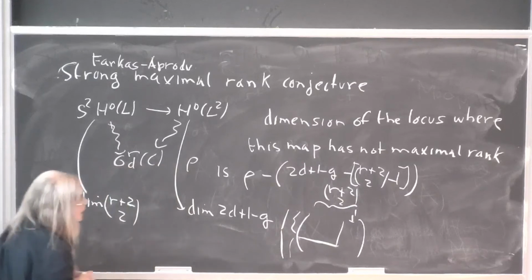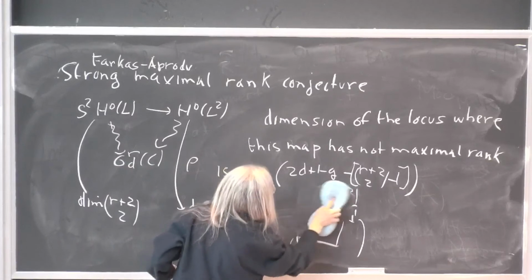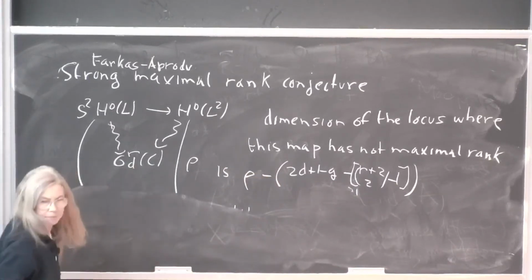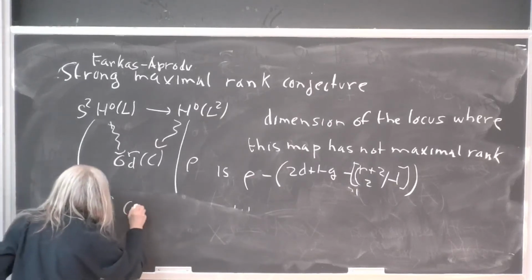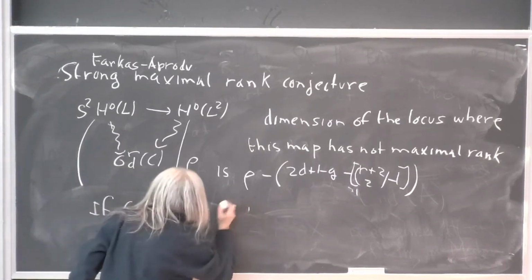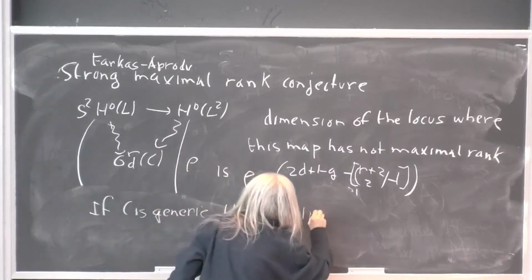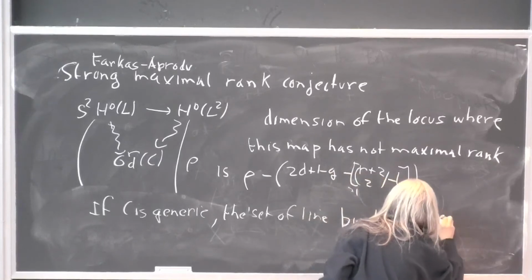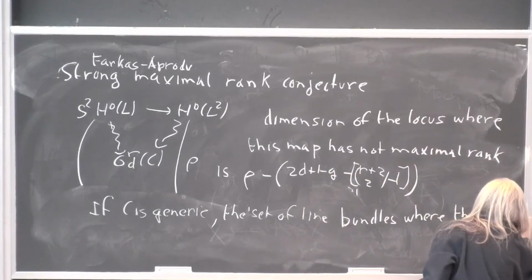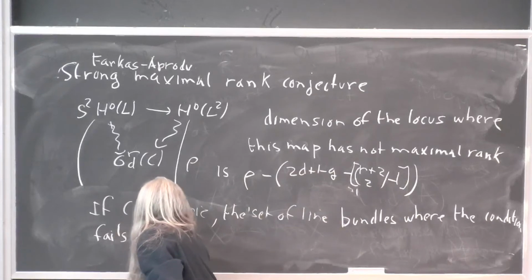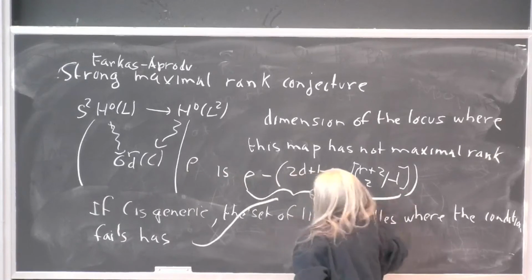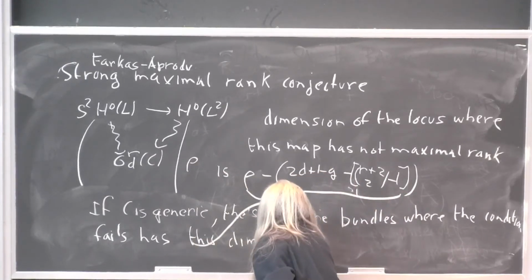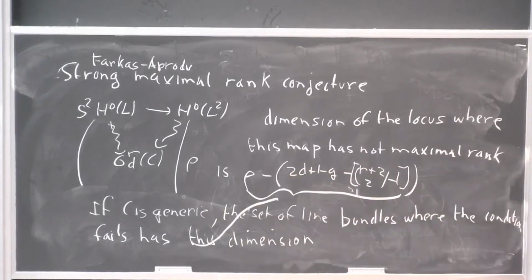The strong maximal rank conjecture would say that if the curve is generic, that the set of line bundles where the condition fails has this dimension. That's the conjecture.